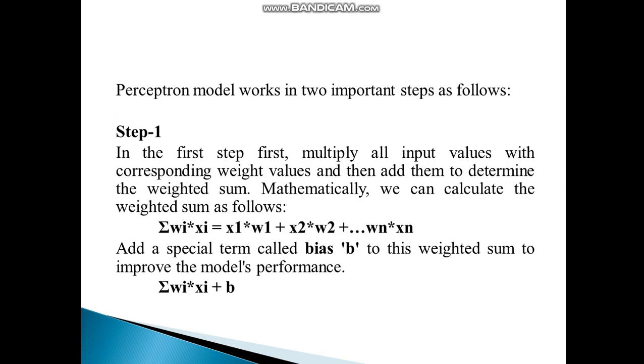Perceptron model works in two important steps. Step 1. In the first step, multiply all the input values with the corresponding weight value and then add them to determine the weighted sum. Mathematically, we can calculate the weighted sum as follows: summation of wi into xi equals x1 into w1 plus x2 into w2 up to xn into wn. Add the special term called bias b to this weighted sum to improve the model's performance. That is, summation of wi into xi plus b.